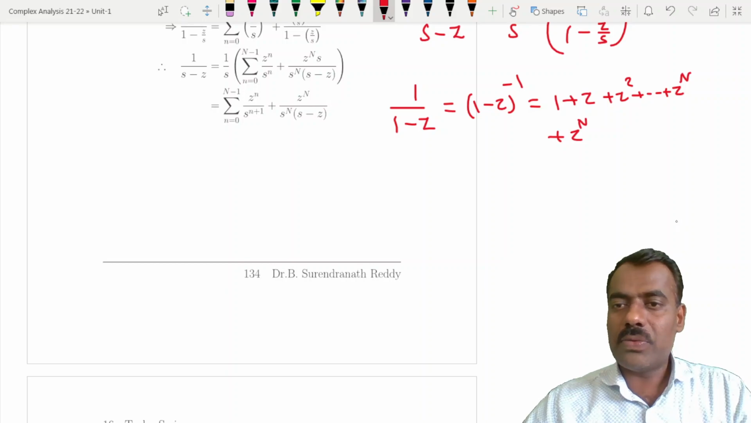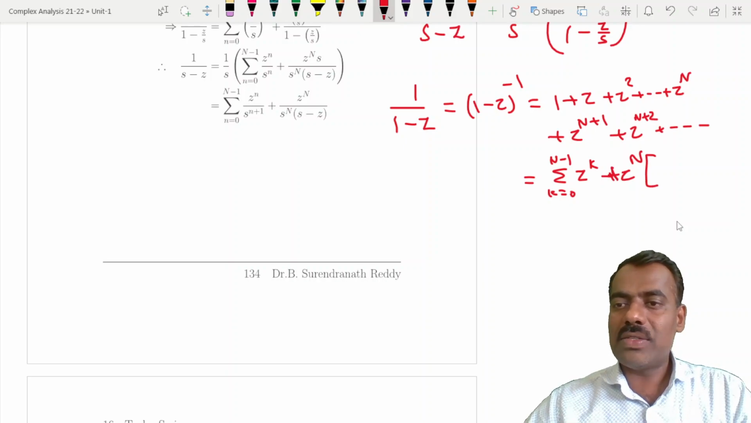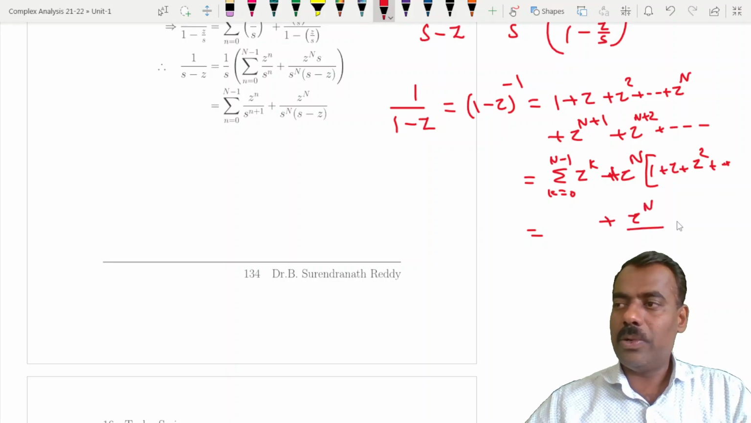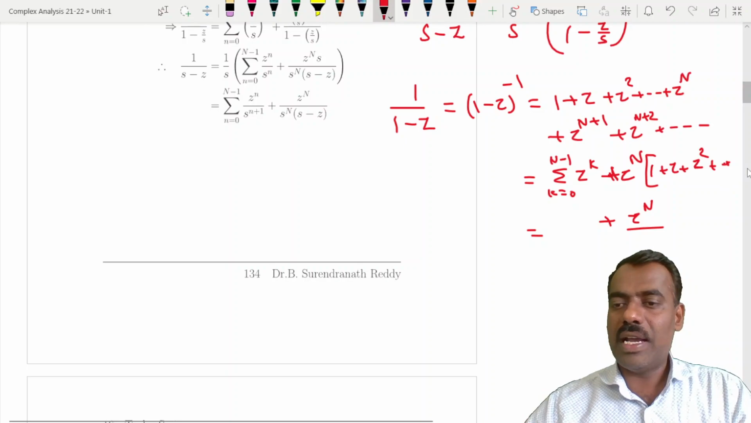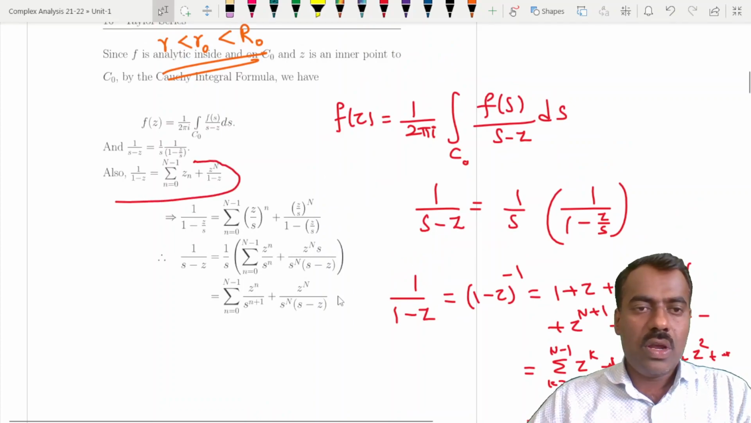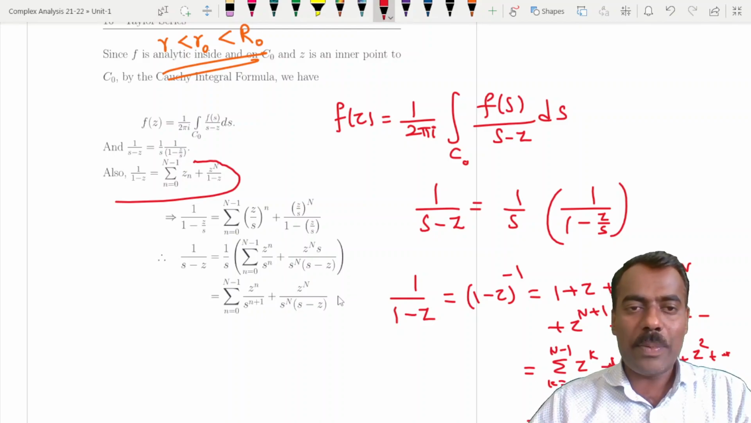Plus z power n plus 1 plus z power n plus 2 and so on. But this is the same as the summation of z power k, where k is from 0 to n minus 1. Then if I take z power n out common, again it is the same as 1 plus z plus z square and so on, which is the same as 1 by 1 minus z. So therefore 1 by 1 minus z is equal to the summation from 0 to n minus 1 of z power k plus z power capital N by 1 minus z.